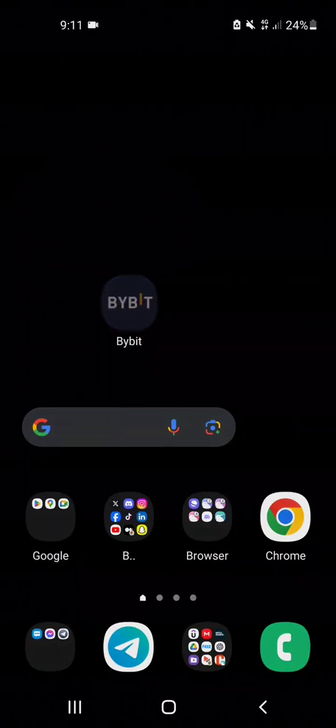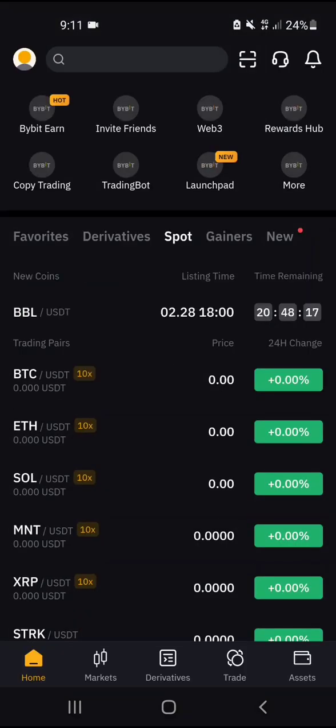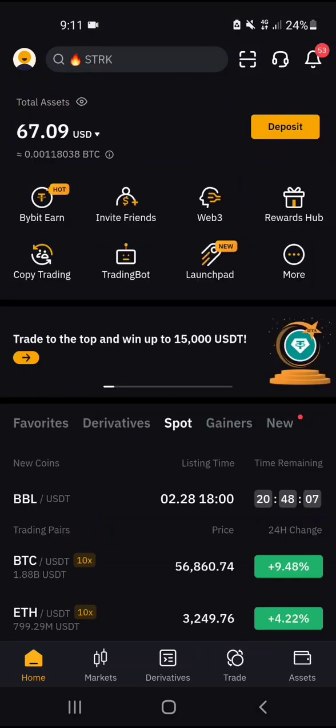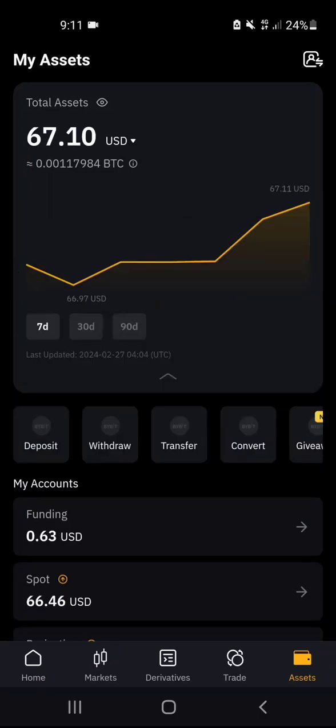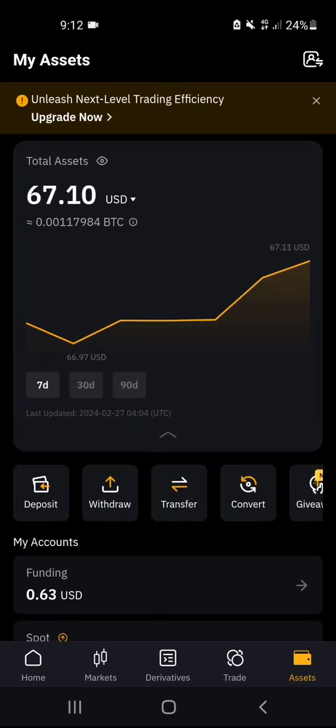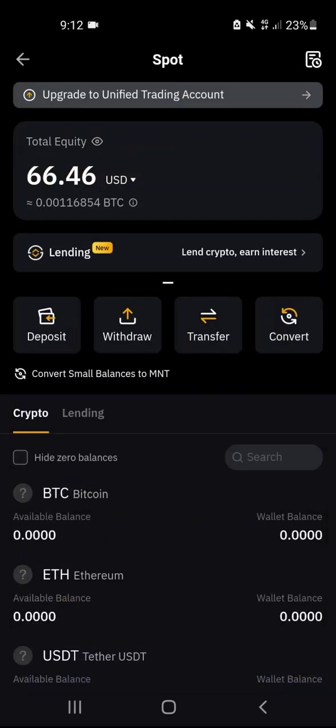So, go to Bybit and here you go. It's loading somewhat, but it should open. Keep in mind you need to have some capital on your Bybit. I have $67 USDT. I will buy any coin that has Rothwhale. So see how you will buy that.